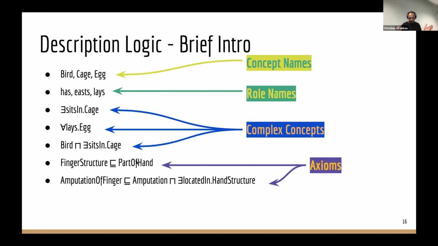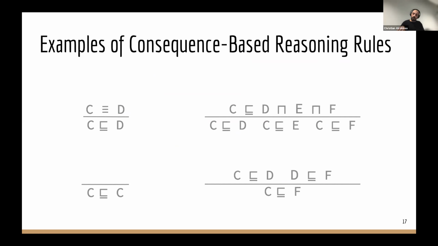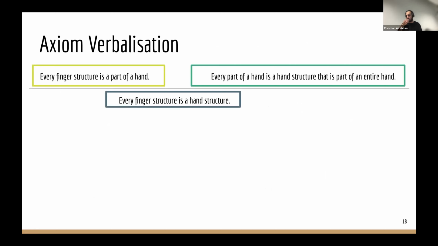And when we have these complex concepts, now we can make our sentences, our axioms. And as in the previous example, we can say that every finger structure is a part of a hand. Now, why am I talking about this? I just want to tell you how we eventually get to the proofs that we use in our study. Once we have these axioms, we can use whichever way we want to get the proofs. But for example, here I'm introducing some examples of consequence-based reasoning rules. And once we have the instantiation of these rules with the knowledge that we have, we can then build our proofs.